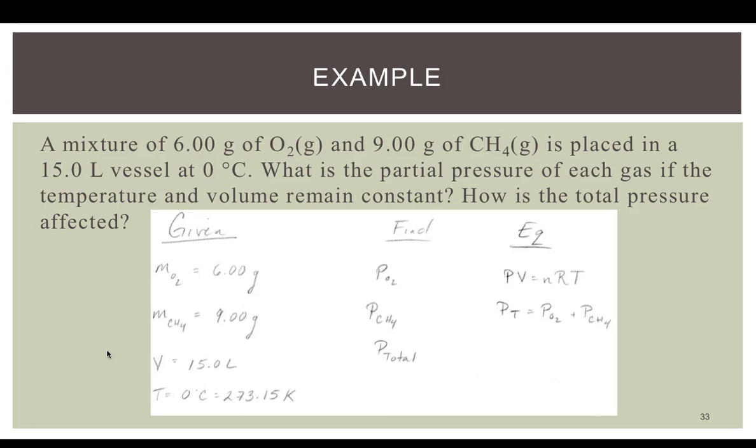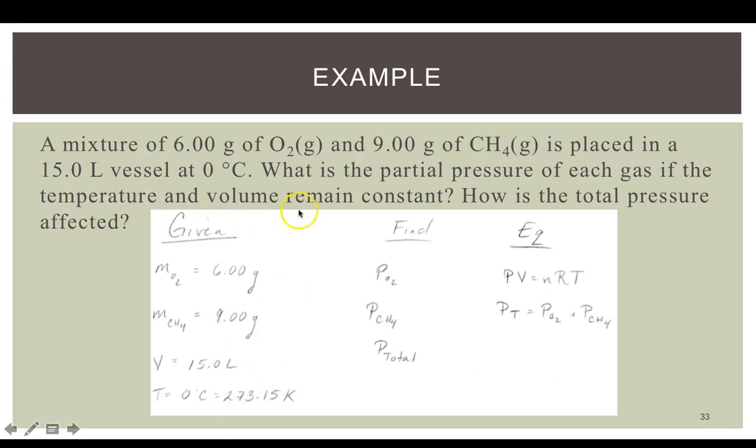We're given the mass of O2, which is 6 grams. We have the mass of CH4, which is methane, and that's 9 grams. The volume at which everything takes place is 15 liters. It says the volume remains constant, so we're not going to give it a subscript, it's just the volume. The temperature is 0 degrees Celsius, which is 273.15 K. So we converted immediately. We said gas law, let's go to Kelvin.